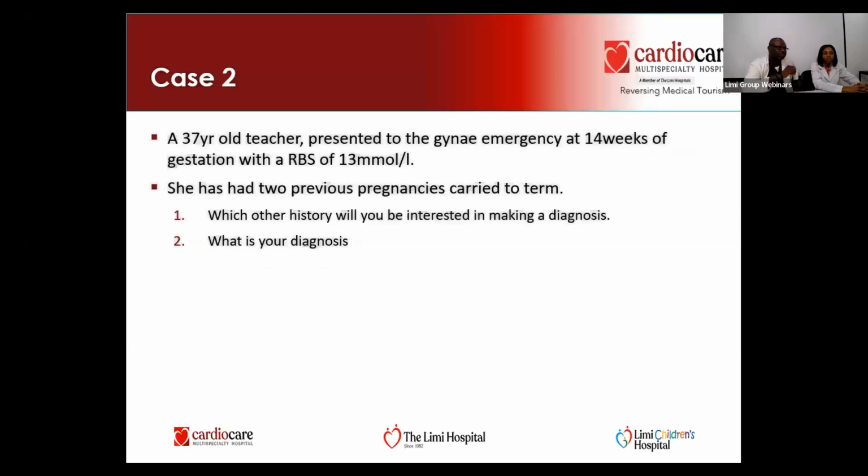The second one is a 37-year-old teacher who presented to the gynae emergency at 14 weeks of gestation with a random blood glucose of 13 millimoles per liter. She has had two previous pregnancies carried to term. What other history would you be interested in taking to make a diagnosis, and what is your diagnosis? Same thing, from my diagnostic criteria, the possible diagnosis.